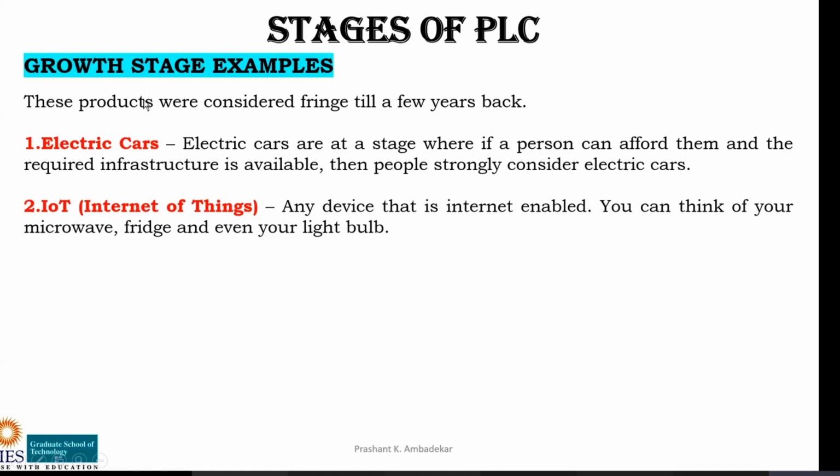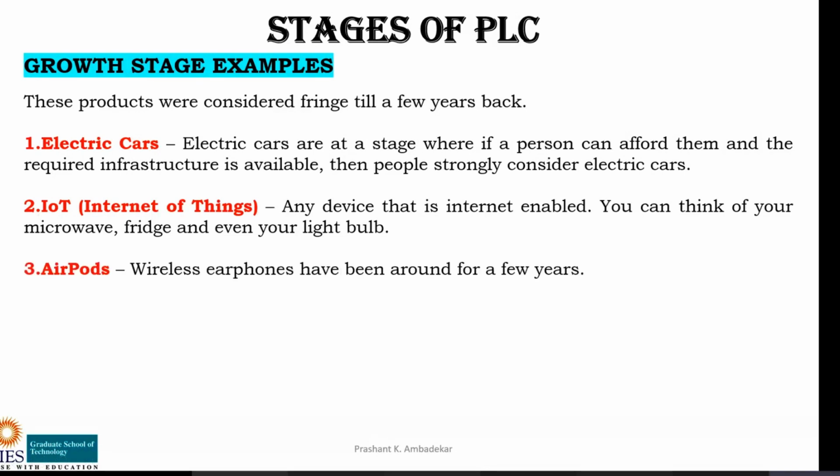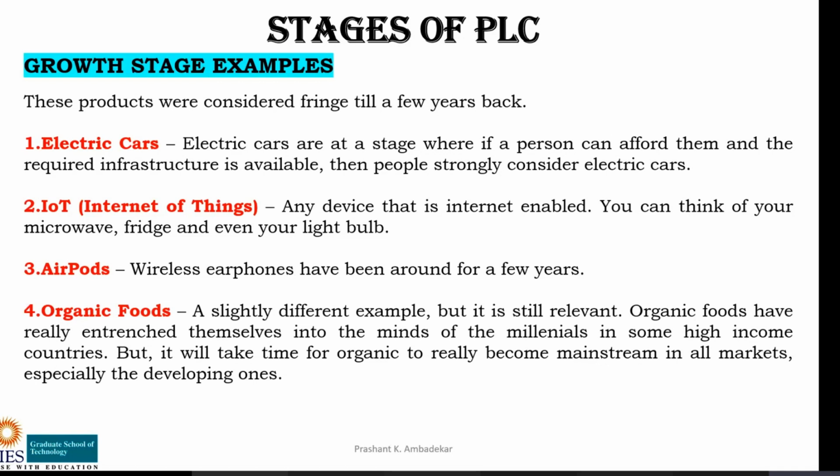So in a country like India, you can say it is slightly in the introduction stage, or it has crossed the introduction stage and is on the verge of going to the growth stage. Okay, if you go to interior parts of India, non-metro cities, people may not know what an electric car or IoT is. So it depends on the country also. AirPods, these have been used for a few days, and their growth has increased, and they are also in the growth stage of the product. Then organic foods is something which is again in the growth stage.